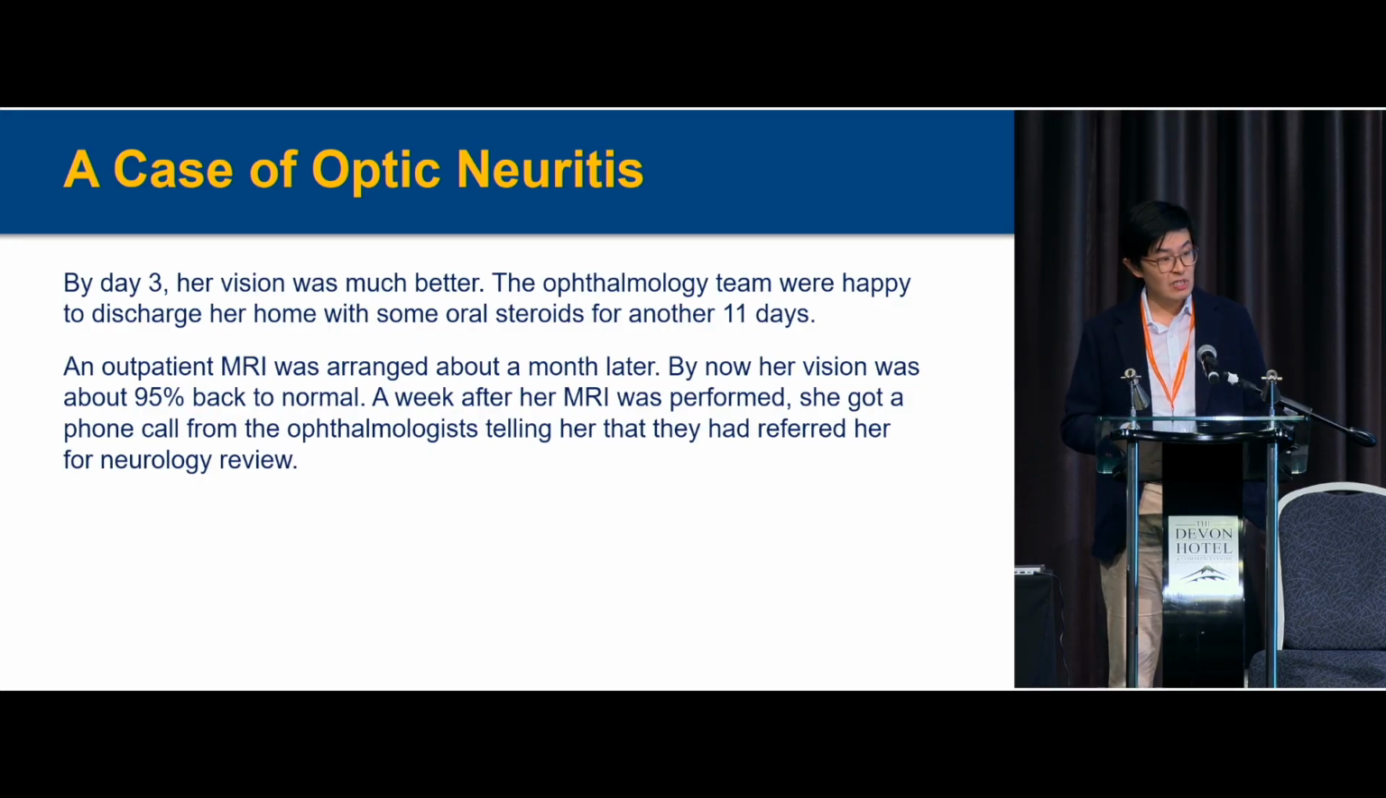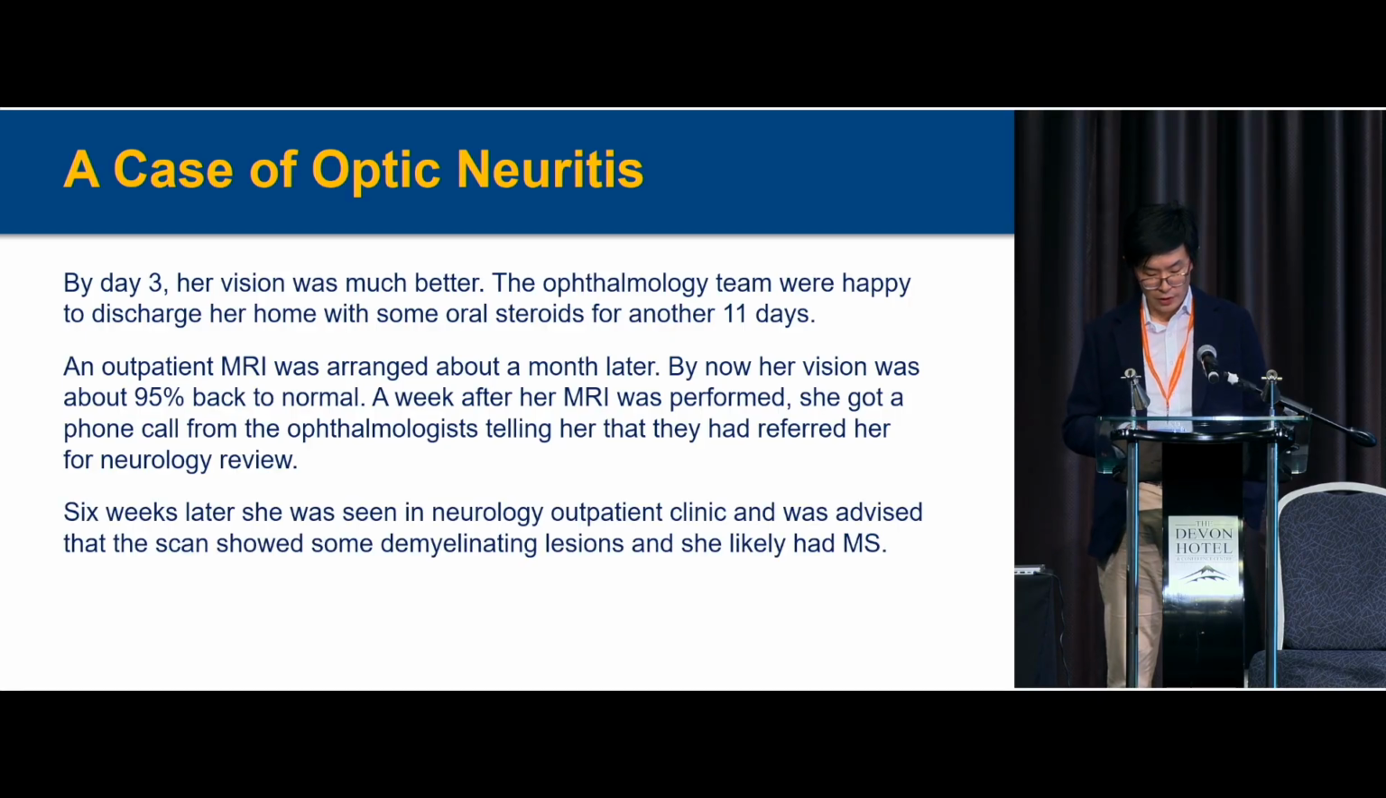By now, her vision was 95% back to normal, and a week after her MRI was performed, she got a phone call from ophthalmologists telling her that they had referred her to neurology for review. And when she was seen by neurology 6 weeks after that, she was advised that the scan showed some demyelinating lesions and she likely had MS.